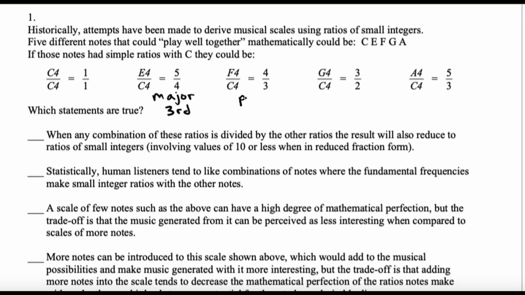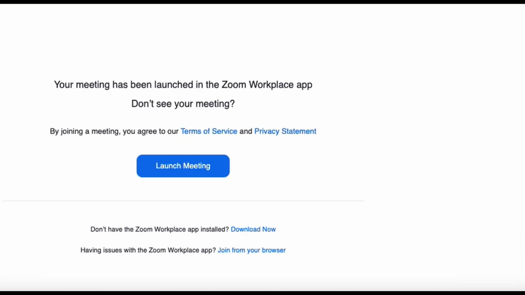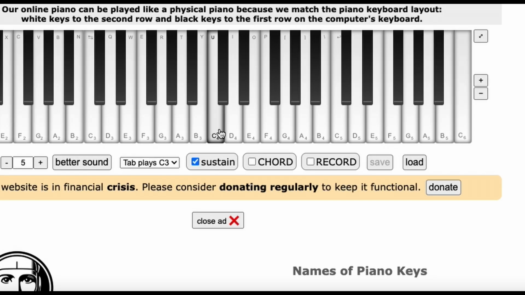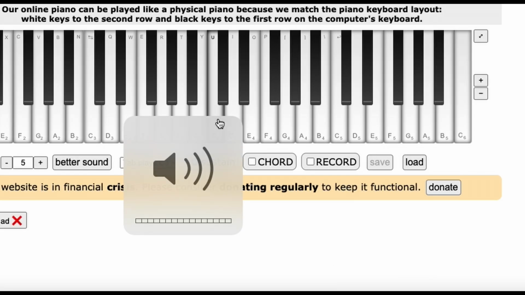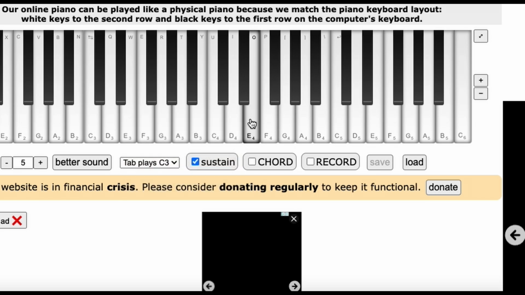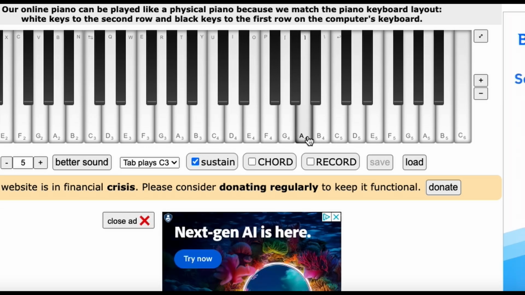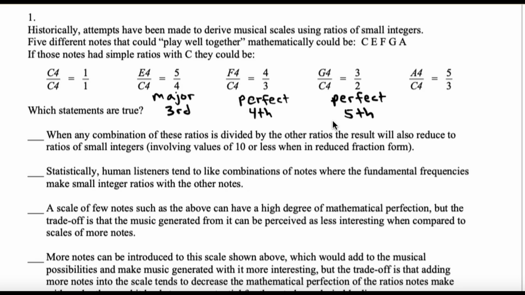4/3 would be a perfect fourth. 3/2 is a perfect fifth, and 5/3 would be a sixth. But anyway, here's the sound of them, at least an approximation of them. You play C with E, so that's your major third. Perfect fourth, perfect fifth. So those are notes that people really like, and we just have to answer the questions about them.